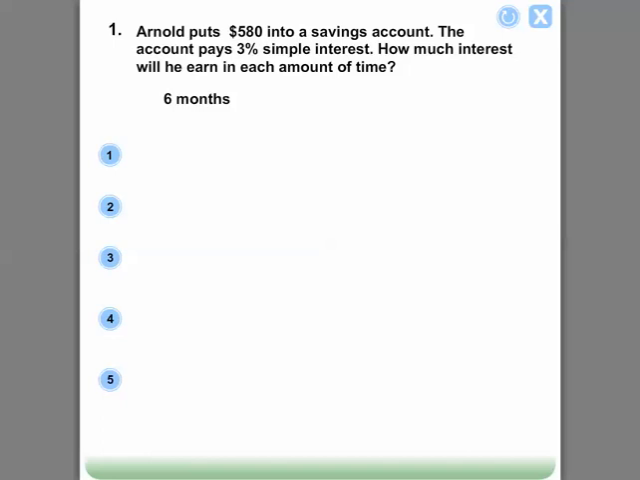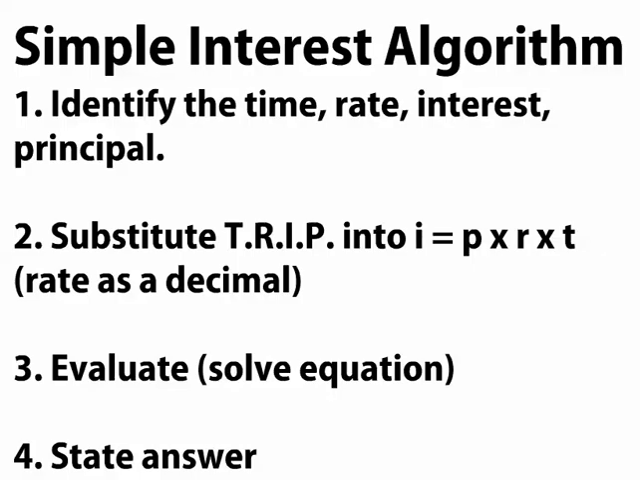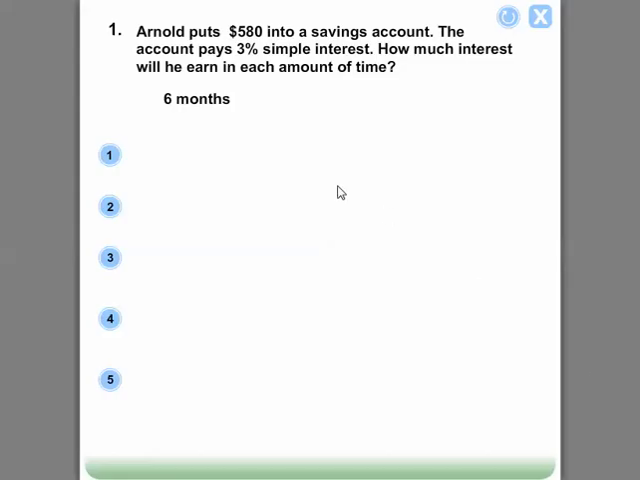Let's look again. This is the same problem, but the time has changed. Arnold puts $580 into a savings account. The account pays 3% simple interest. How much interest will he earn in 6 months? We go back. The first thing we do is identify the time, rate, interest, and principal. The time is 6 months. The rate is 3%. Interest is what we're looking for. And the principal is 580. So let's put that in.